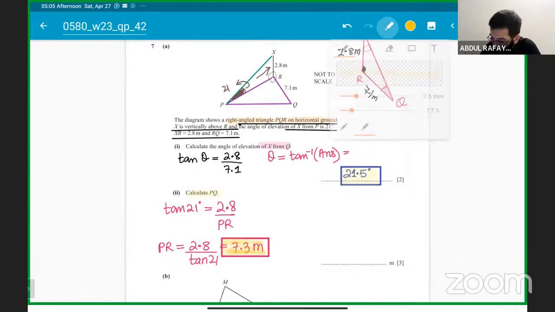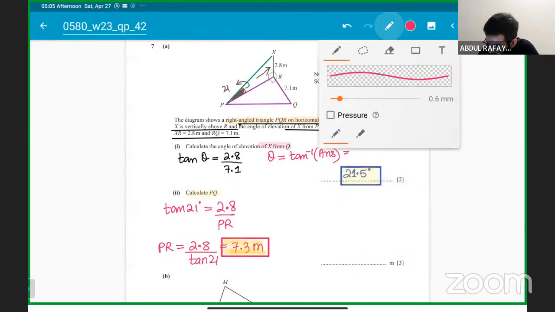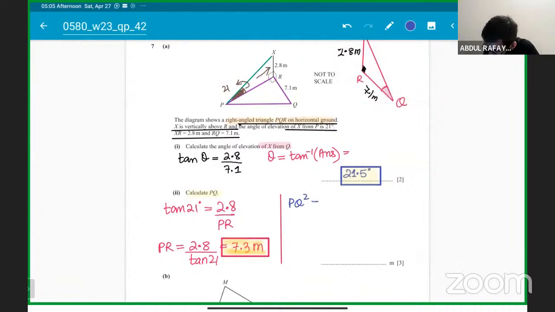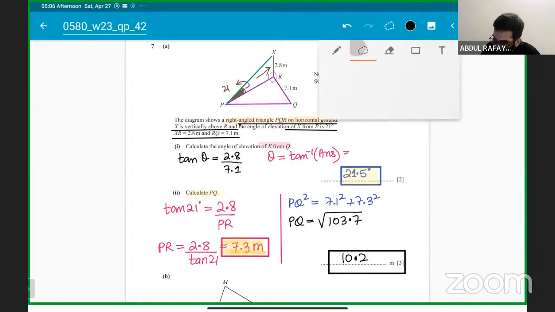PQ will be the hypotenuse. Make sure two workings are shown for this. So PQ squared is equal to 7.1 squared plus 7.3 squared. So PQ is equal to the square root of 7.1 squared plus 7.3 squared, which is coming 103.7, students. So square root of 103.7 will be 10.2, one decimal place. I'll round off as always, so three significant figures. PQ is 10.2 meters.